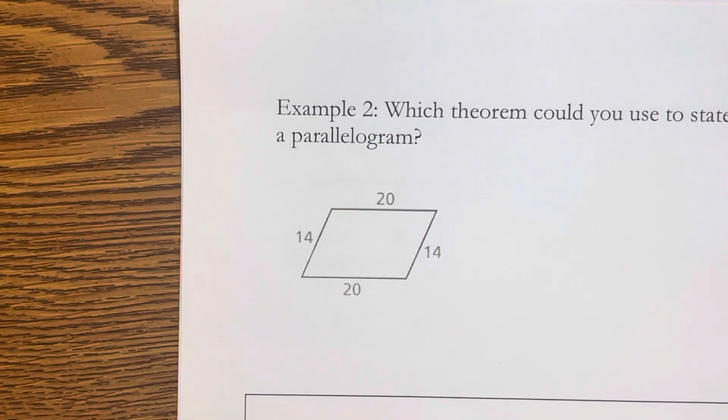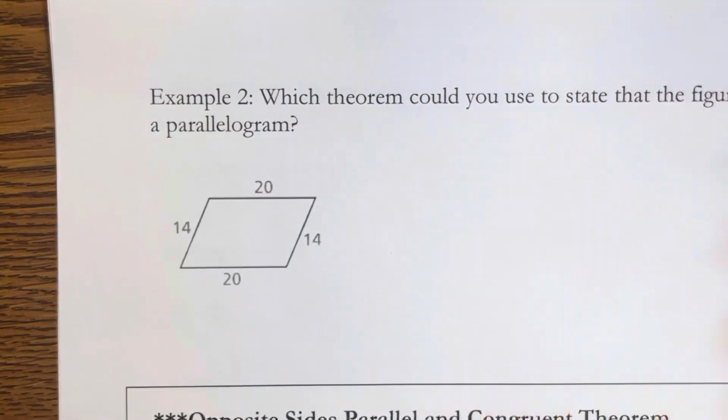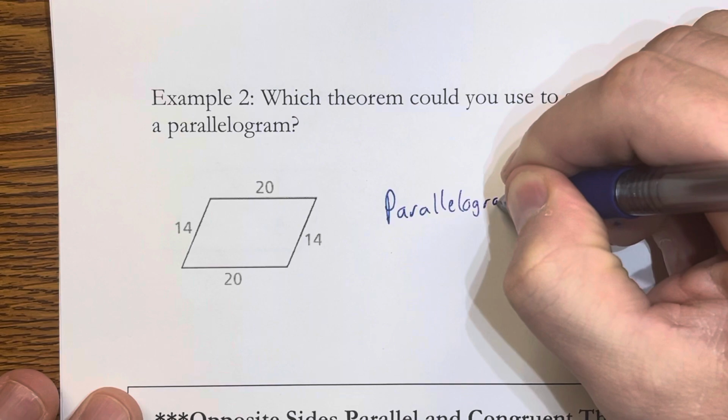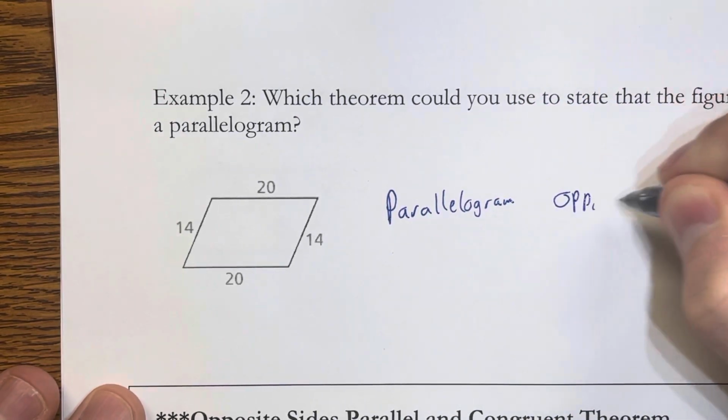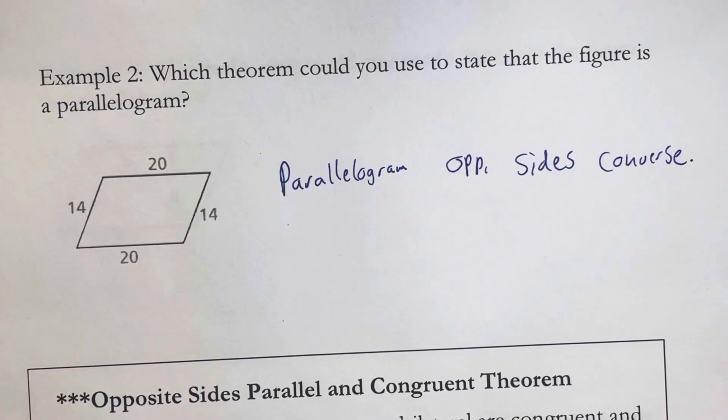All right, which theorem could I use to state that the figure is a parallelogram? Well, in this diagram, both pairs of opposite sides are congruent. So I could use the parallelogram opposite sides converse. Okay, since both pairs of opposite sides are congruent, we know it's a parallelogram.